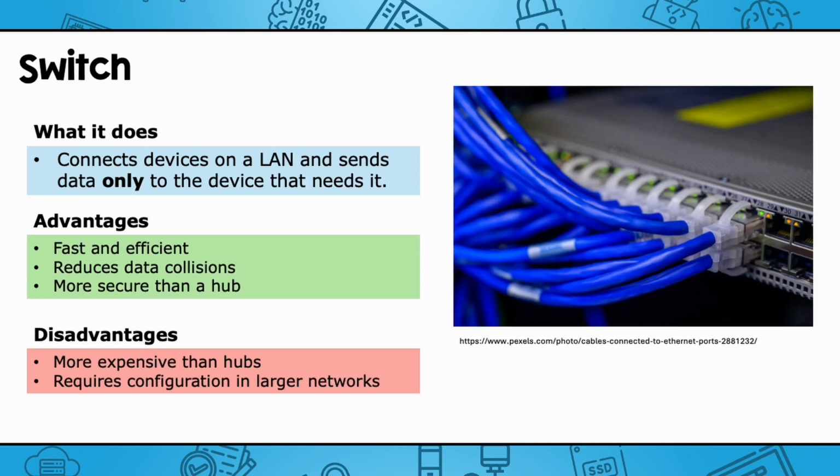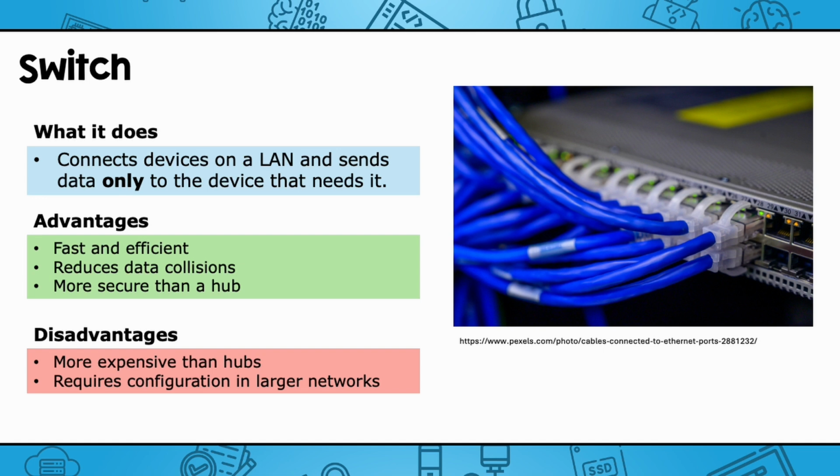That leads us on to the switch, the more intelligent version of a hub. Again, it connects devices on a LAN together and allows data to be transferred from one device to another. They're a lot faster and a lot more efficient than hubs. They reduce data collisions, and that is because a switch will look at that packet of data and figure out where it needs to go. It won't broadcast that data to every device that's connected to it. It will send it only to the device that it's meant for. They're a lot more secure than hubs. They are much more expensive because of the way that they work, and they come in two different varieties. You get unmanaged switches and you get managed switches.